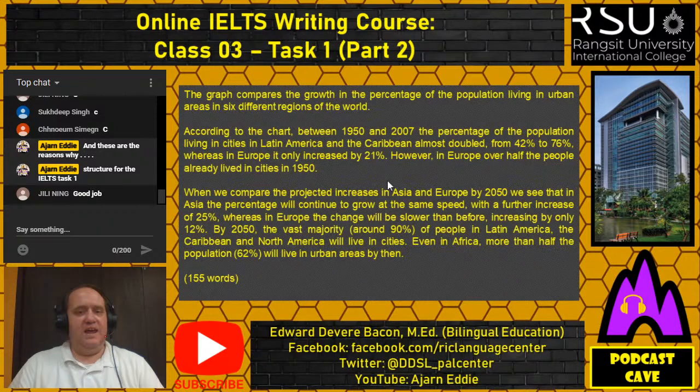So what you do, and again, right here, you have it said for the introduction, it says the graph compares the growth in percentage of population living in urban areas in 6 different regions of the world. Okay, good. You can either say in 6 different continents or in 6 different regions. So both are okay. And what this does is it gives the reader direct information about what they're going to read about.